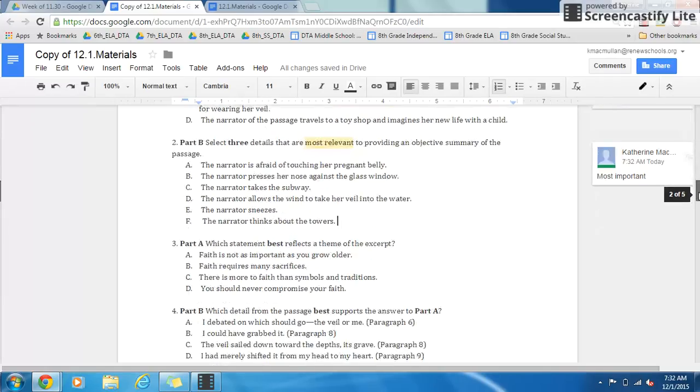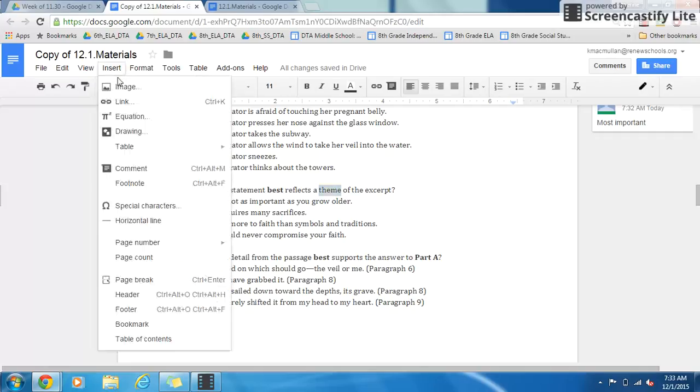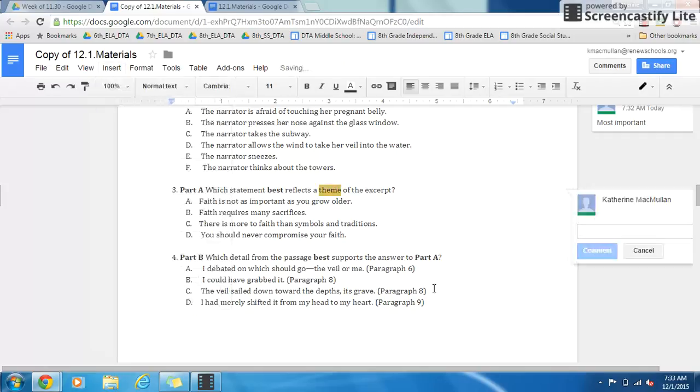The next question says, which statement best reflects a theme of the excerpt? As we know, a theme is a message, moral, lesson. It's what we learn from reading this passage, what the protagonist learns from experiencing whatever happens in the passage. A lot of times we can find these in the beginning or the end of a passage. So those are 2 places you could focus after you've read, or if you've already read, go back to our first couple paragraphs or our last couple paragraphs.